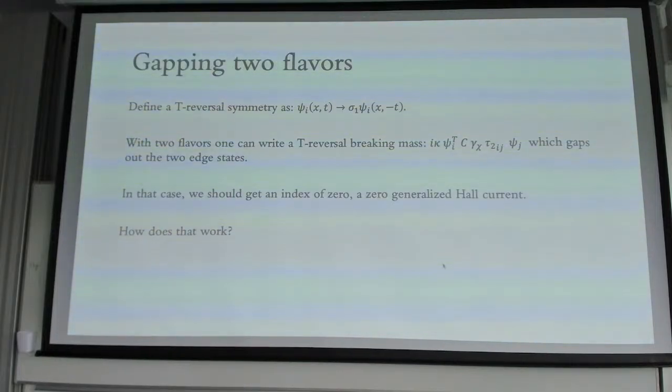So now I am going to turn on a mass term that couples the two Majorana fermions. So let me define a particular T-reversal symmetry, which is like this. And with two flavors, I can write a T-reversal breaking mass term, which looks like this. Okay? This will gap out the two edge states. And so in that case, I should get an index of 0 and a 0 generalized Hall current. So how does that work?